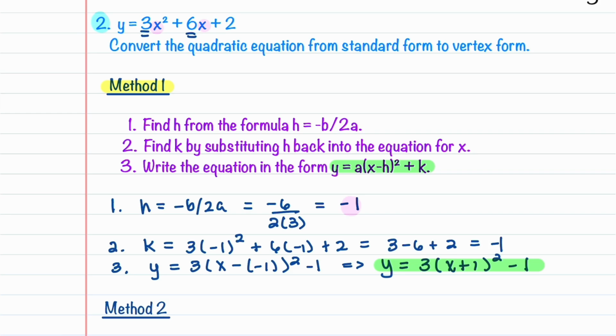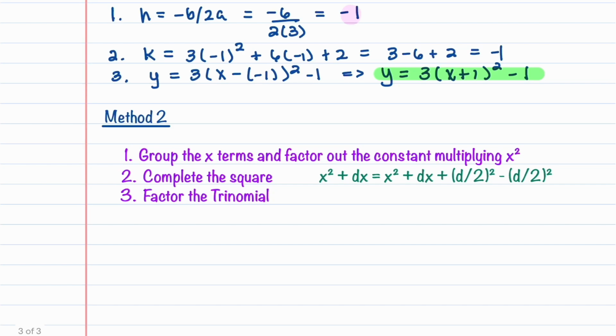I think the hardest part of the first method is you have to know the formulas. Let's go ahead and let's do this problem again using our second method. I'm going to rewrite the problem here. Our problem is y is equal to 3x squared plus 6x plus 2.